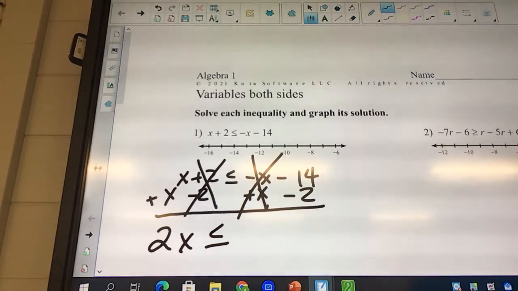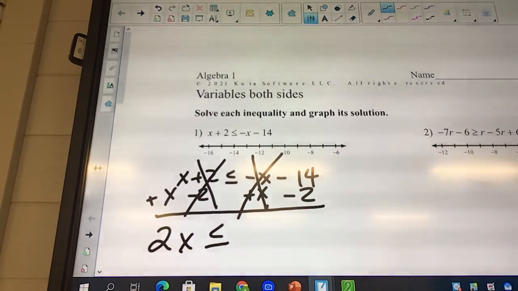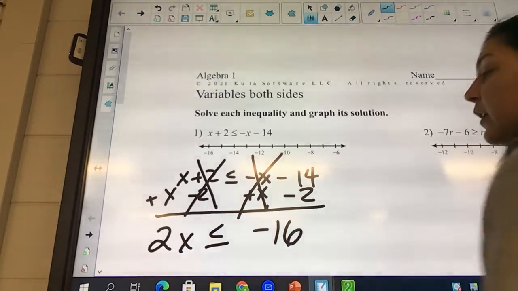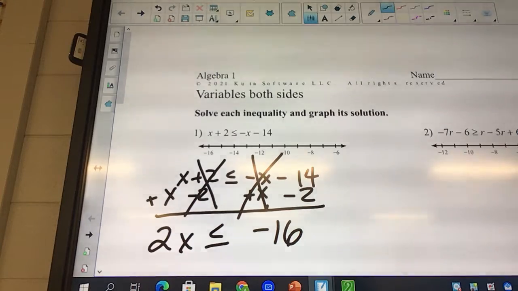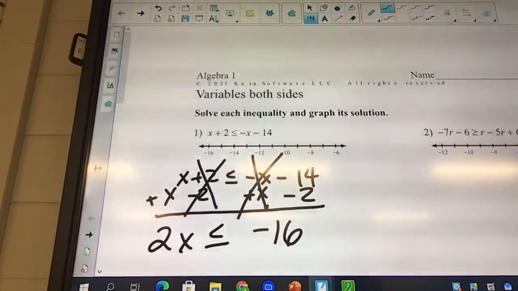Negative 14 minus 2. Negative 16. Okay, and so now I can see my letters are on the left, my numbers are on the right. Okay, and then what's my last step? Divide by 2.